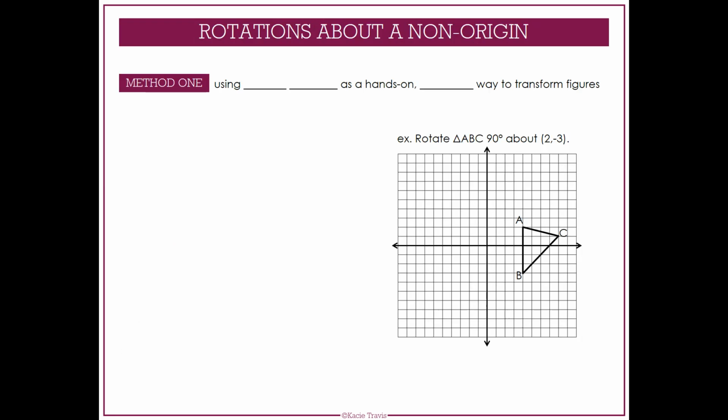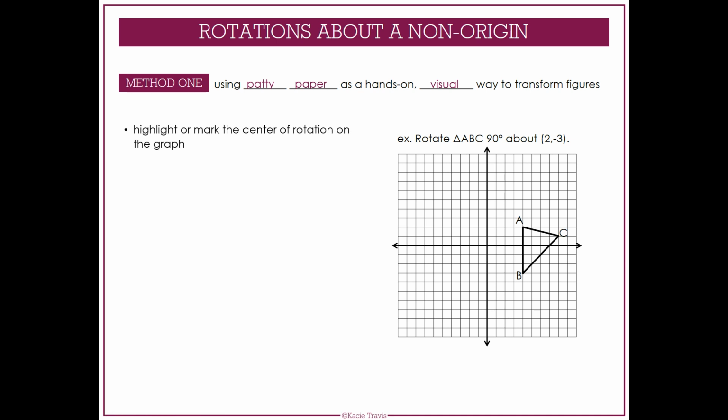All right. So we got two methods of rotating. First one is using patty paper and drawing it hands on with a visual version. Now, patty paper is the same thing as tracing, so don't worry if you don't got that. If you can trace over it and then rotate it, that's going to be what we're doing.